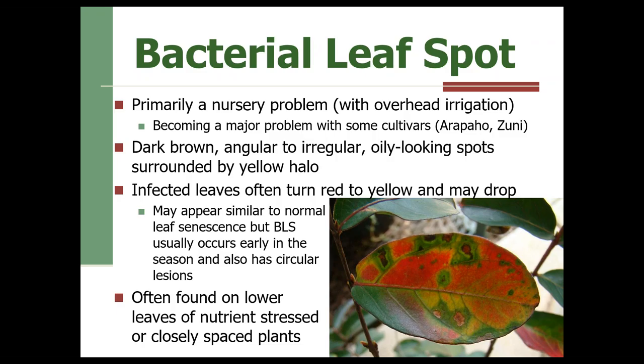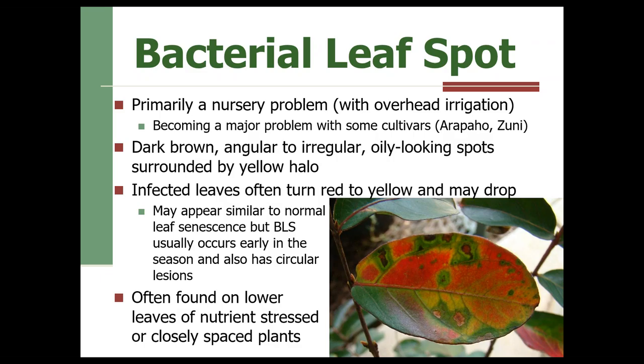The difference between this and the Cercospora leaf spot and normal leaf senescence is that bacterial leaf spot usually occurs early in the year and has circular lesions, whereas Cercospora leaf spot and normal leaf drop will occur late in the summer or late in the fall. So that's one way to distinguish the two leaf spots. It's often found, again, on lower leaves, nutrient-stressed, and closely spaced plants.